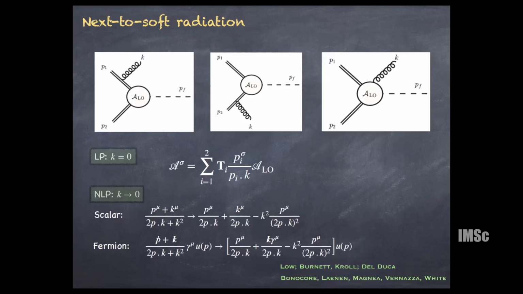Low's theorem tells that when you consider the next to leading power corrections, the internal lines come into the picture. Actually, you cannot neglect the emission from the internal lines. But previously at the leading power, we were not considering the emission from the internal lines, right?